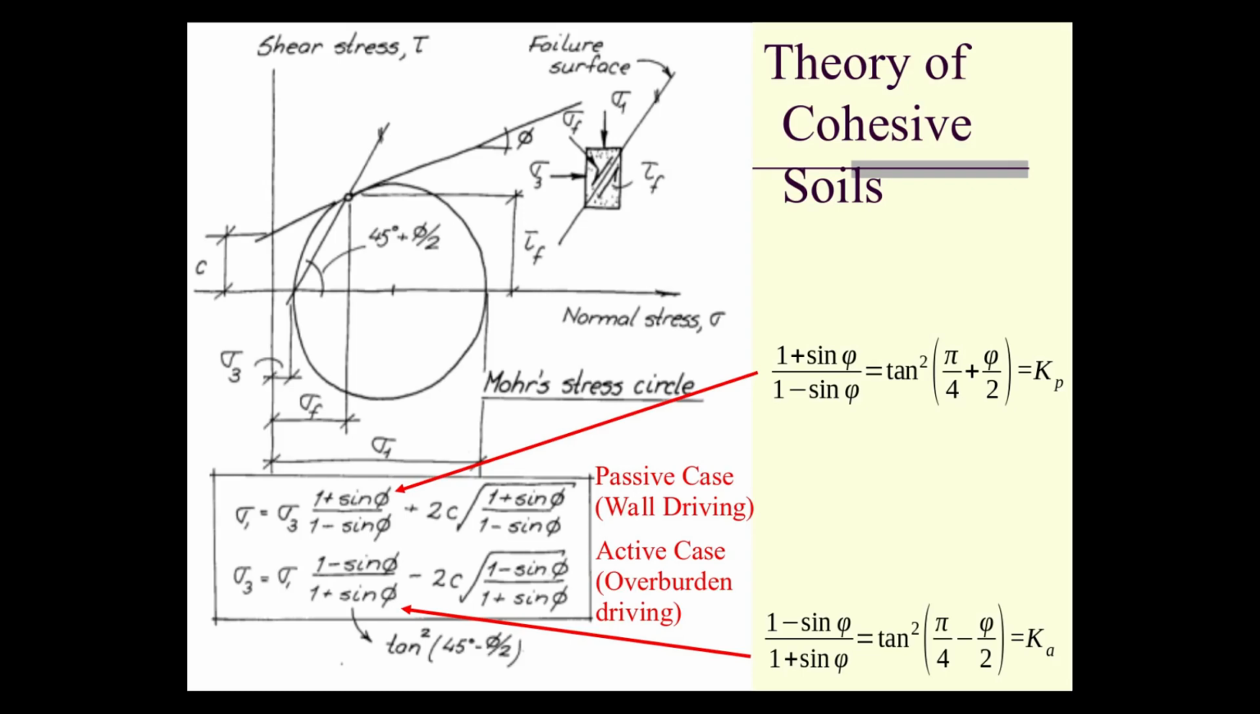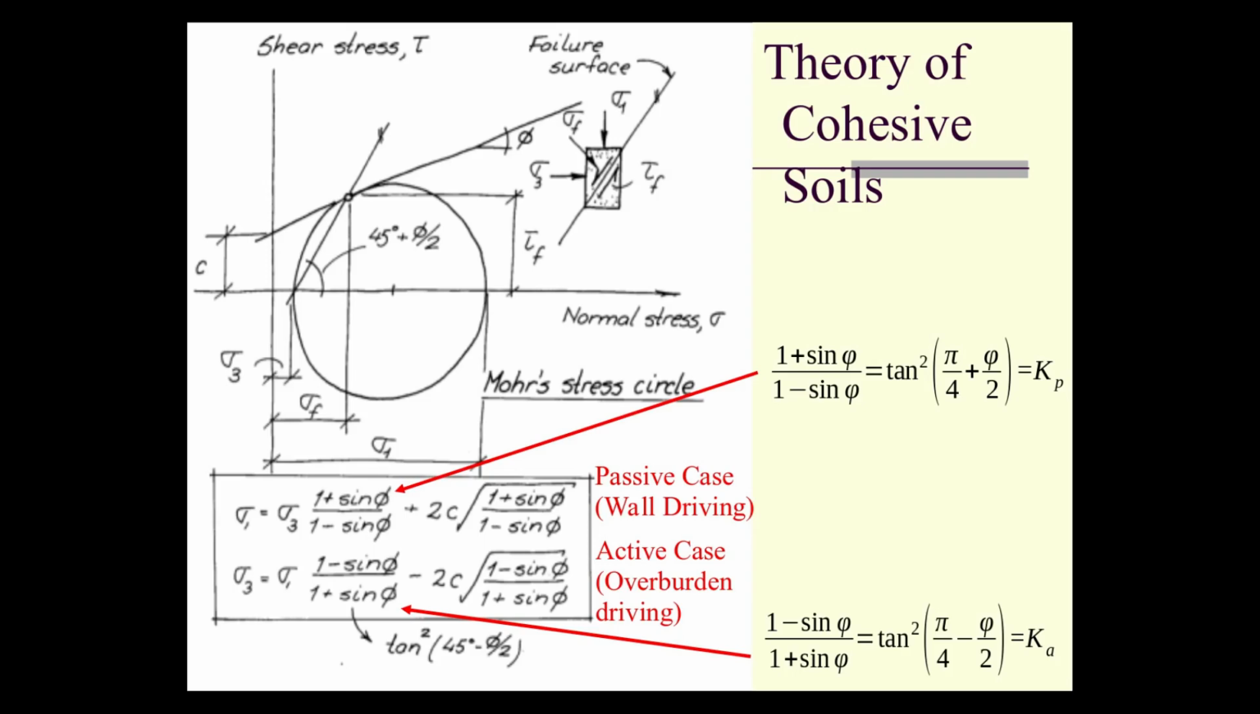That is also true if you extend it to cohesive soils or mixed soils. And you see that in the case of this Mohr circle, the sigma 1 and sigma 3, basically what that's saying is that the first one is the passive case, the wall is driving it, and the second was the active case, the overburden is driving it, depending upon whether sigma 1 and sigma 3 are the two principal stresses. And in kind of an informal way, we're saying that one of those directions is the sigma 1 and one of those directions is the sigma 3.